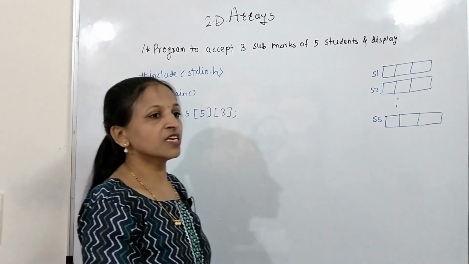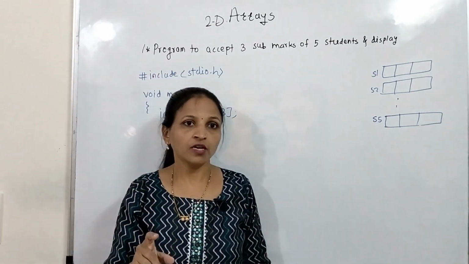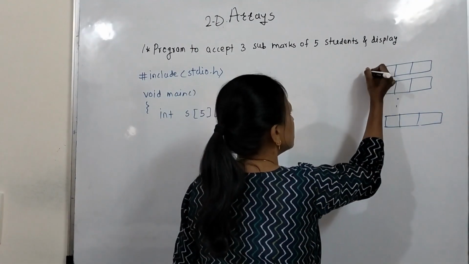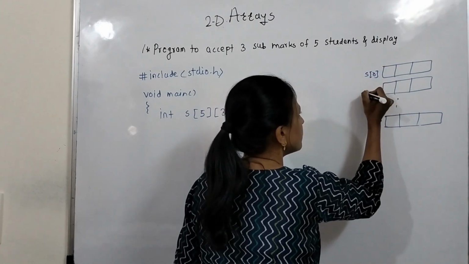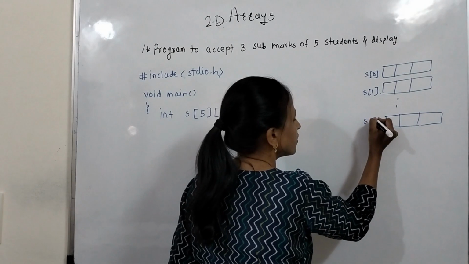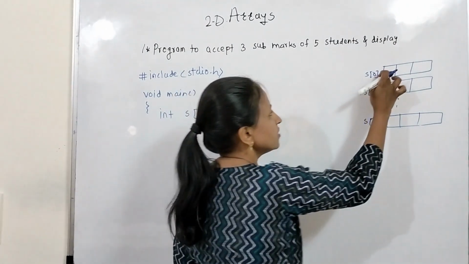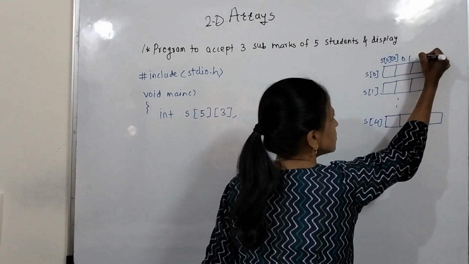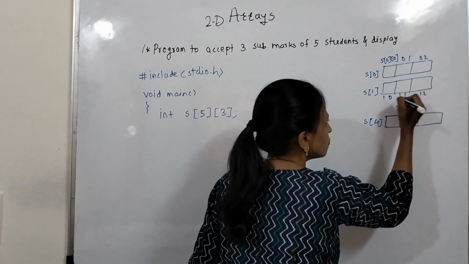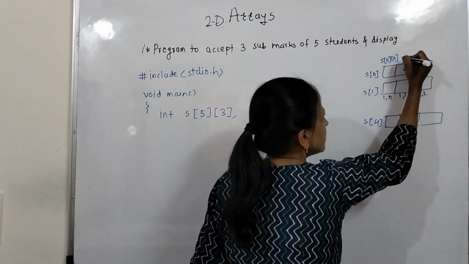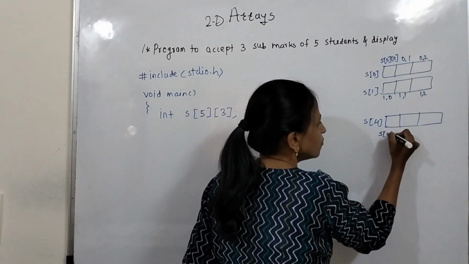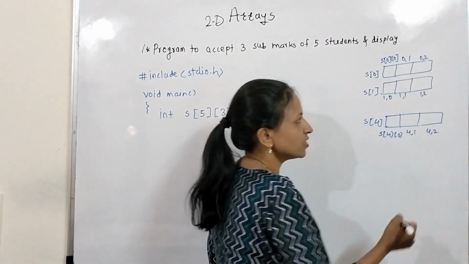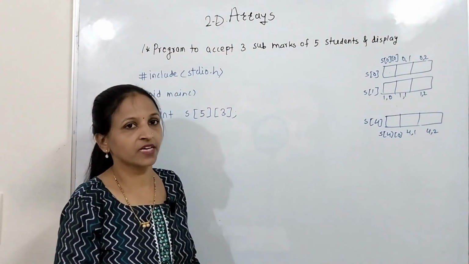Again see, in a one-dimensional array we have used one for loop to access individual elements of that array. Why? Because see here, s of 0 will be this, s of 1 will be this second array, like this s of 4 will be the last array, and individual elements we can access like s of 0 0. In this way, this one is 0 1, 0 2, here 1 0, 1 1, 1 2. In this way, then here this one is s of 4 0, then 4 1, 4 2. In this way we have to access individual elements of that array.